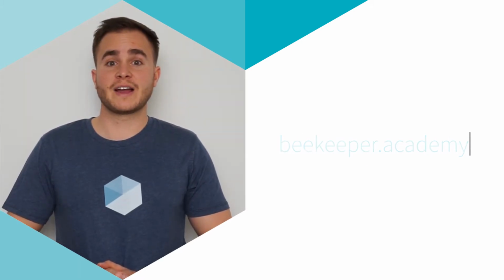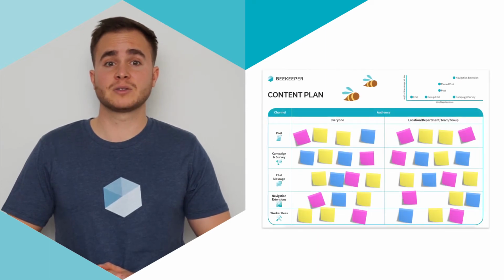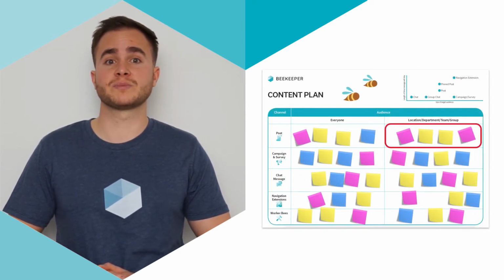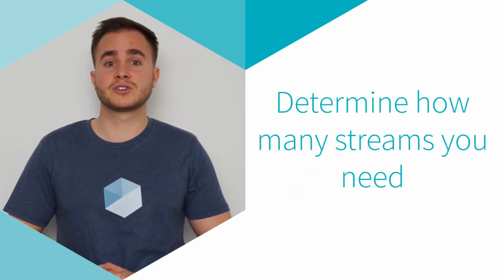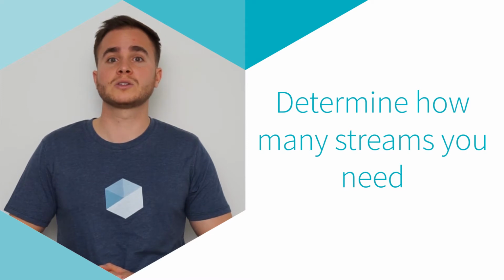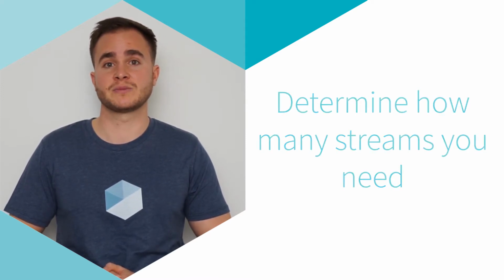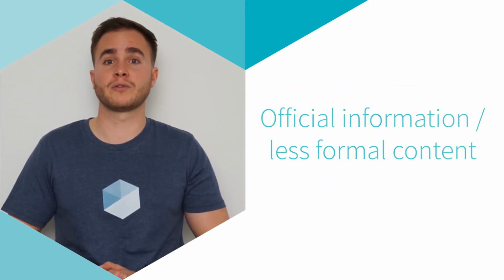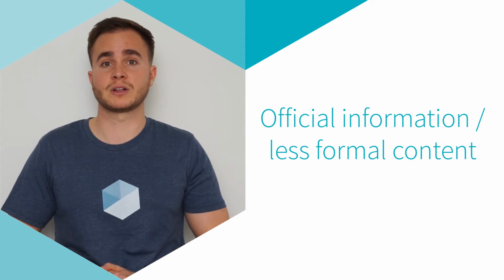Look at your poster and evaluate how many content post-its are for everybody and how many content post-its are just for a specific target audience. Like this, you can find out if you need just a company-wide stream or also other streams where just a specific target audience has access to. If customers decide to do more than one stream, they often create streams for locations, specific departments or topics. Or they differentiate between official information and less formal content.